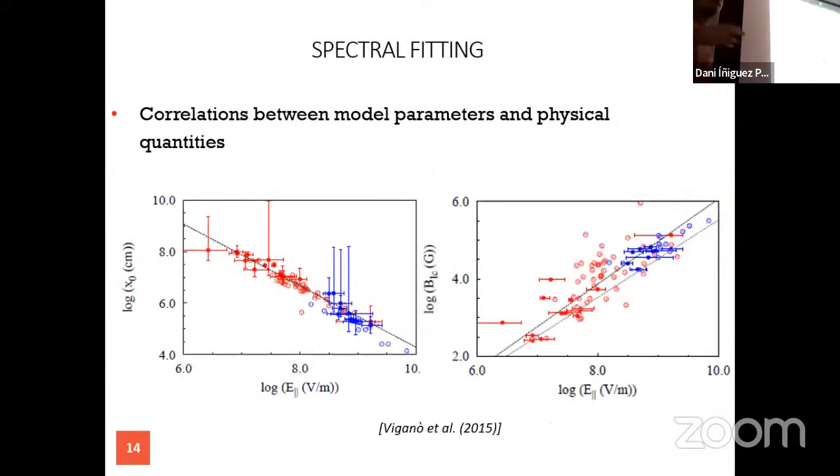And also in this paper, there was a study of the correlations between the model parameters and some basic properties of the pulsars, getting these two correlations: an anti-correlation between the two model parameters X0 and E parallel, and also this correlation between the parallel electric field and the strength of the magnetic field at the light cylinder.